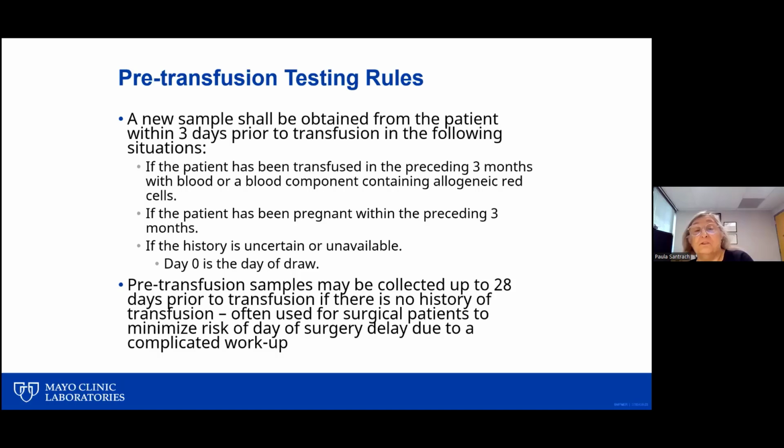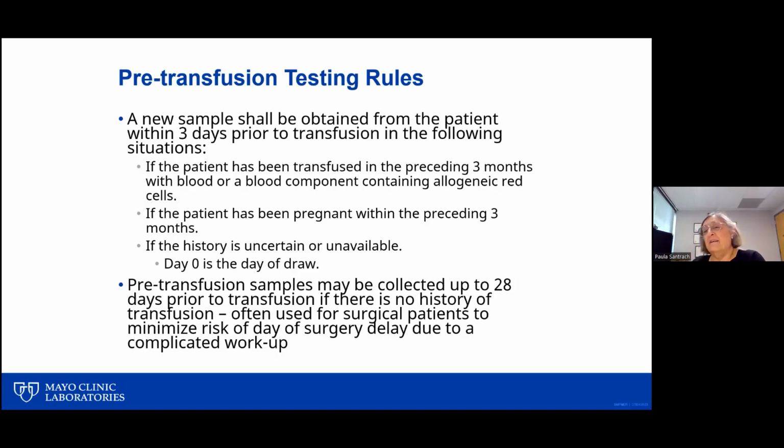This applies particularly if the patient has been transfused in the preceding 3 months with blood or blood components, or has been pregnant, or if the history is uncertain or unavailable, and day 0 is the day of the draw. So why do we care about the 3-day limit? Because patients who have red cell antibodies can lose those antibodies over time. They can disappear and you won't detect them in your pre-transfusion testing. But if you give those patients antigen-positive blood, their red cell antibody may come roaring back and potentially cause either acute or delayed hemolysis.